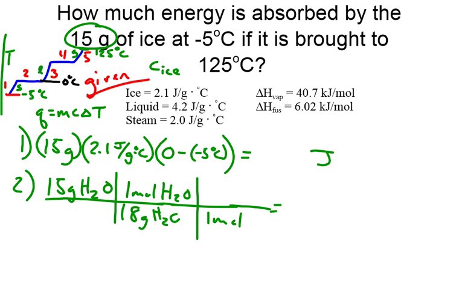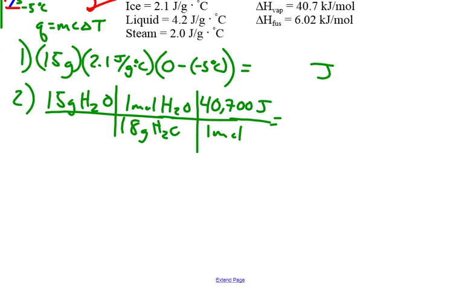So should I write 40.7? You could. You're going to have to do work later. So to me, I don't want to do more work. I want to get it done now. You need joules because you had joules before. So that's another number. These are all going to be positive, by the way, because I'm putting heat in. And the reason why I know is that the 0 minus negative 5 will become positive. So this number is positive, so all these need to be positive.